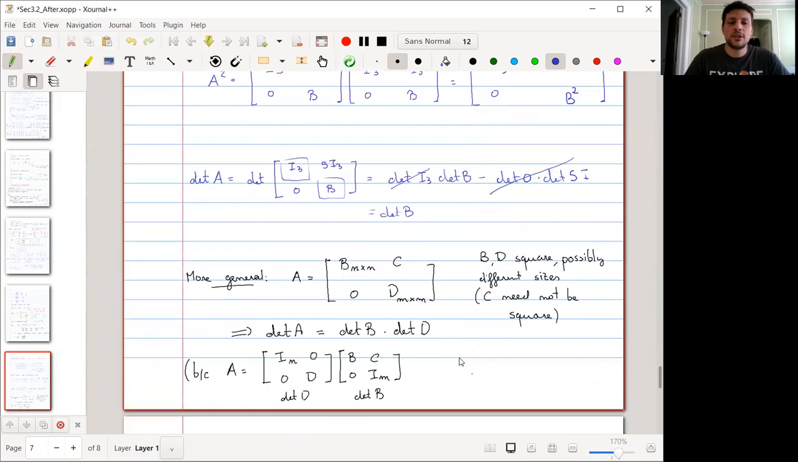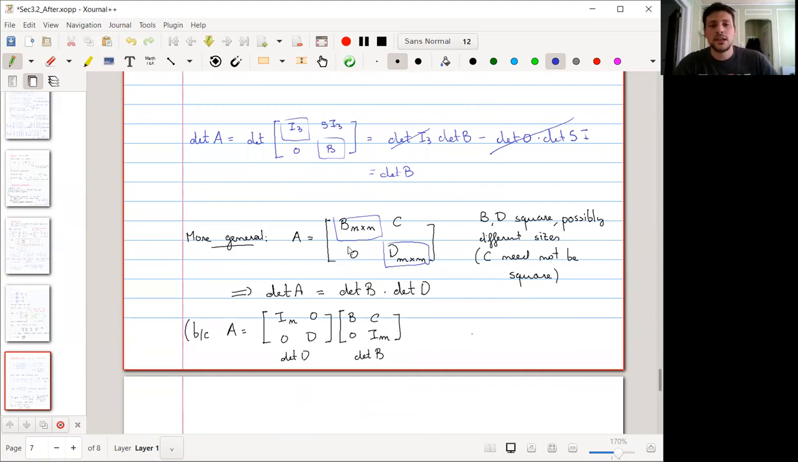More in general, whenever you have a matrix which has a block structure like this with two square blocks, and it's important that they're square, B and D, then you can compute its determinant as the product of the determinants of the two blocks. The reason why that's true is that whenever a matrix has this structure, B C 0 D, it can be decomposed into matrices that look like this: identity 0 0 D, B C 0 identity. And then the determinants of these, since there's an identity, will just be the determinants of the little block. Maybe let's check that this decomposition is accurate.